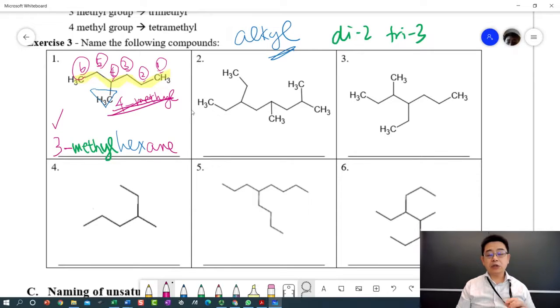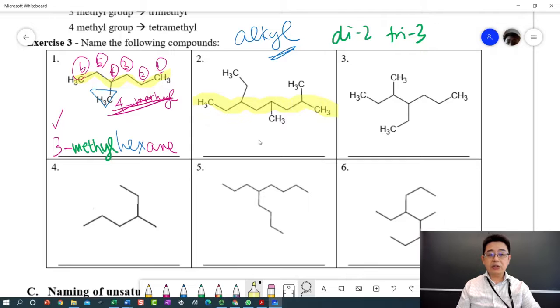Okay, let's find out more situations. For question 2, switching first, right? From my experience, you can choose this as the switching or this one as the switching. More or less they get the same number of carbon, right? You can check. So I will adopt the one before switching.